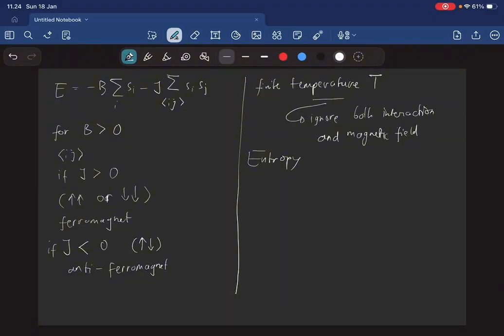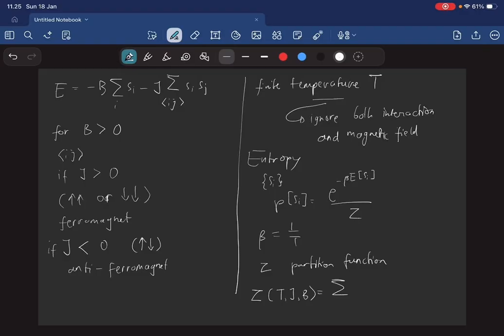our main characters. In the canonical ensemble, the probability of sitting in a configuration of spins {s_i} is given by p({s_i}) equals exponential to the power of minus beta E({s_i}) divided by Z. Beta is equal to 1 divided by T, while the normalization factor Z is called the partition function, and is given by Z as a function of T, J, and B equals the sum over {s_i} of e to the minus beta E({s_i}).